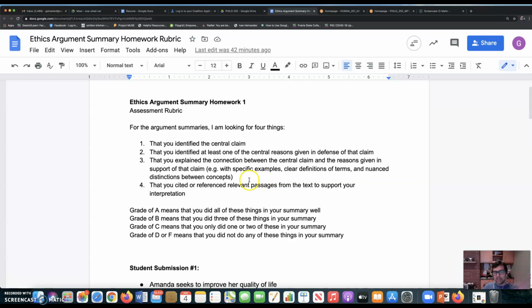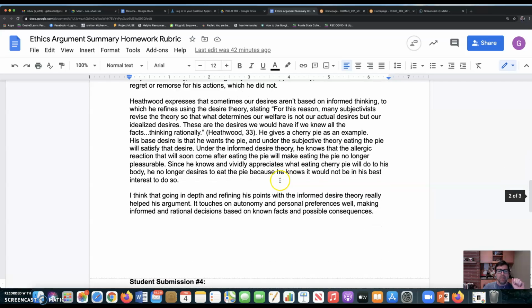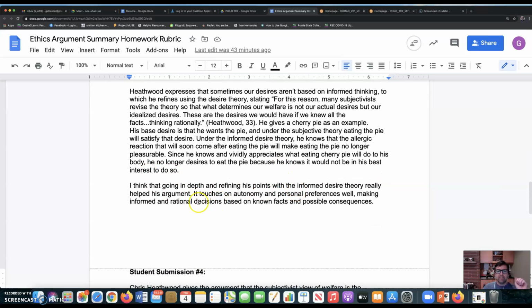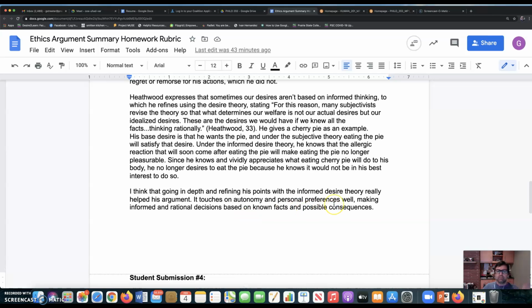Okay, so that's an example. It's also a place where a passage in the text is being indirectly cited. So sort of two things are happening in that paragraph that I'm looking for in your summaries. Okay, before I move on to the next one, this last paragraph, I think that going in depth and refining his points with the informed desire theory really helped his argument. This was a response to one of my questions.